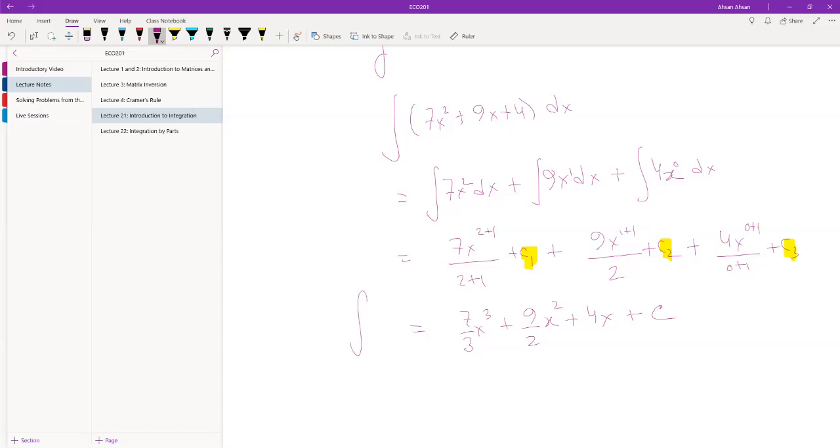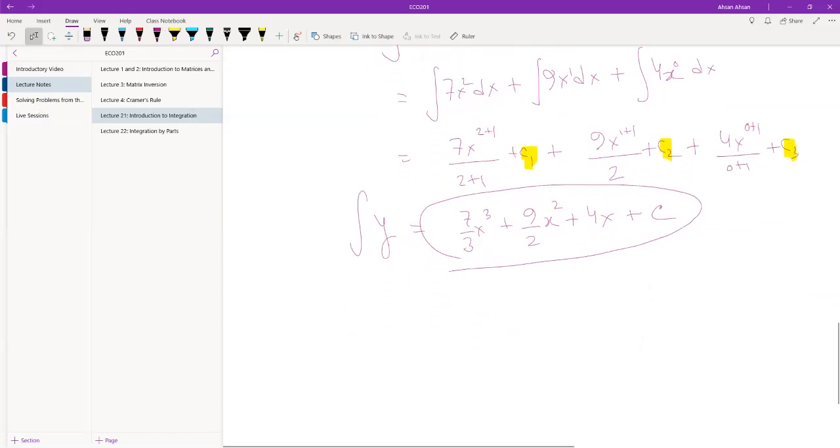So basically the integration of y is equal to this value. If you want to verify your answer, you can of course do that. If we differentiate this, what are we going to get? Sure, all of you can do it by now.